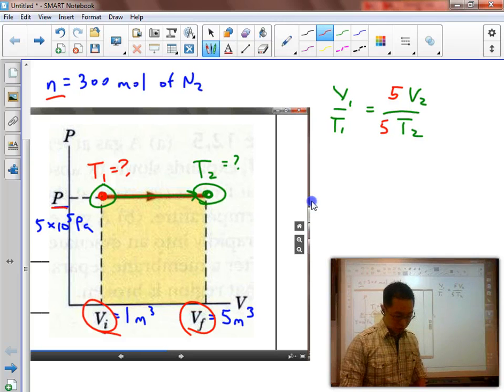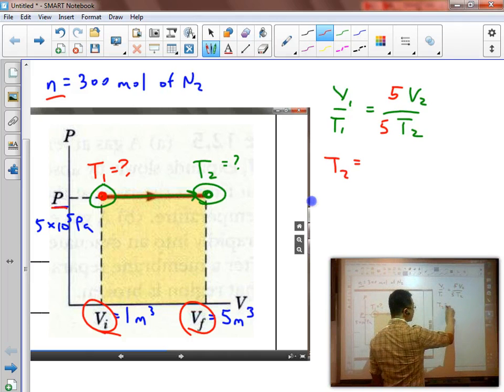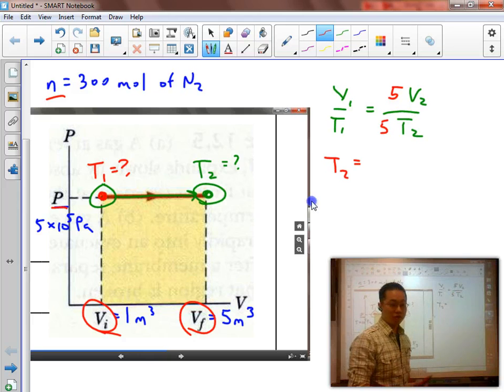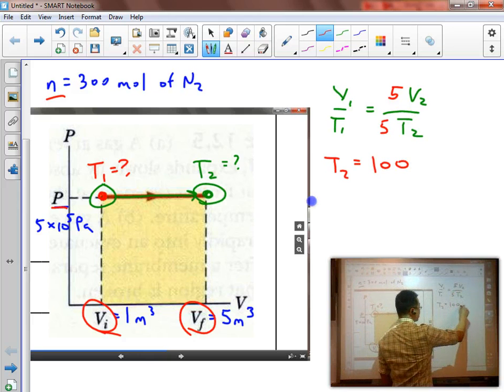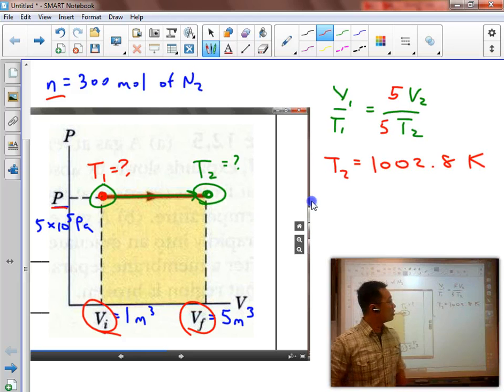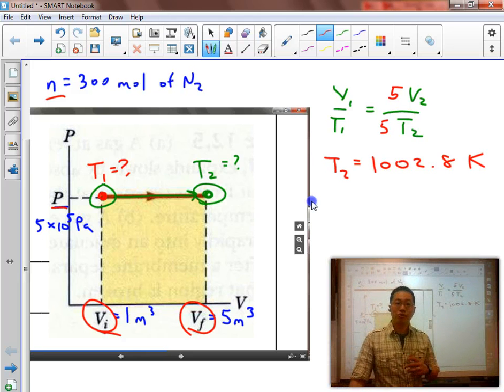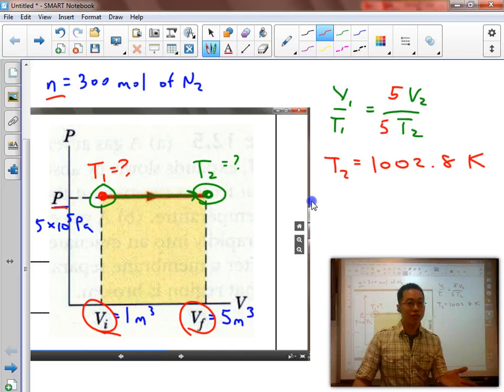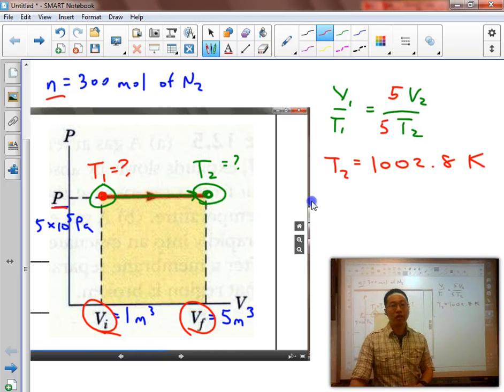So if the initial temperature was 200.56, then the new temperature will end up being 200.56 times 5, or 1002.8 Kelvin. Okay, so understand you can either use the ideal gas law, PV equals nRT, or the combined gas law. If you do not have number of moles, then you can't use the ideal gas law, and the combined gas law is probably the way to go.